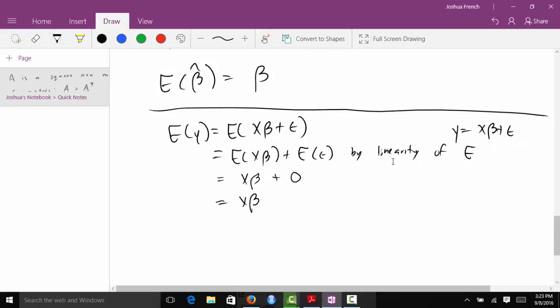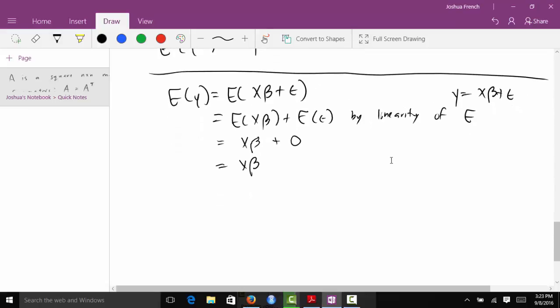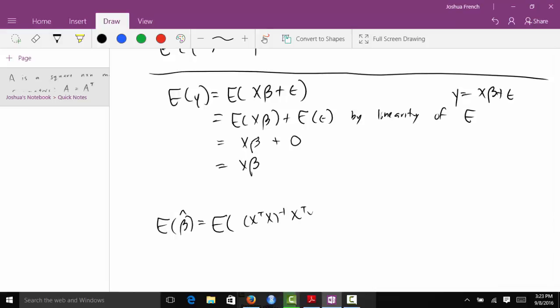Okay, so that's going to be helpful as we are working out the result for the expected value of beta hat. So the expected value of beta hat is going to be the expected value of x transpose x inverse times x transpose y. And this part right here is constant. And we know that we can pull constant matrices out of the expectation. So this becomes x transpose x inverse x transpose times the expected value of y. But we've actually just calculated the expected value of y, haven't we?